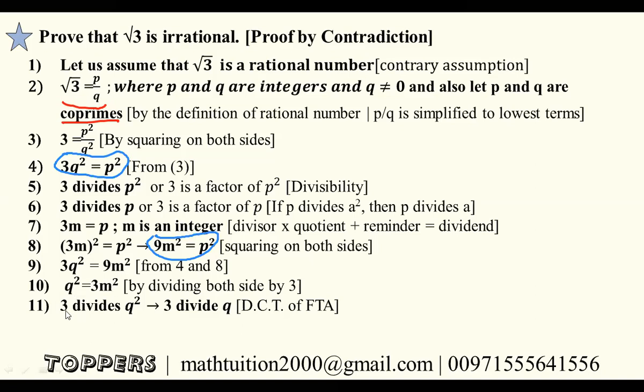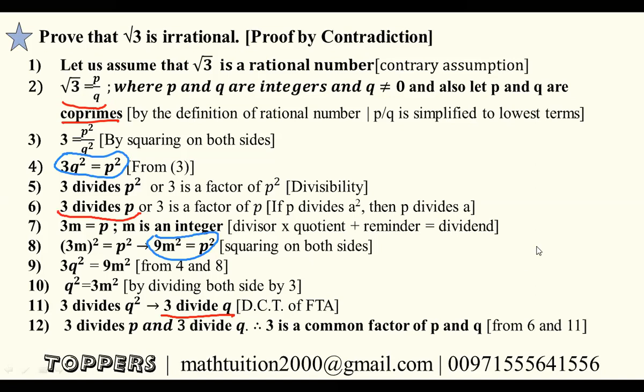But what we need is 3 divides q square. That implies 3 divides q. Direct consequence theorem of fundamental theorem of arithmetic. Fine. Now what we have? 3 divides q. Here 3 divides p. 3 divides p and 3 divides q. What is the meaning of that? 3 divides p and 3 divides q means 3 is a common factor of p and q, from 6 and 11.